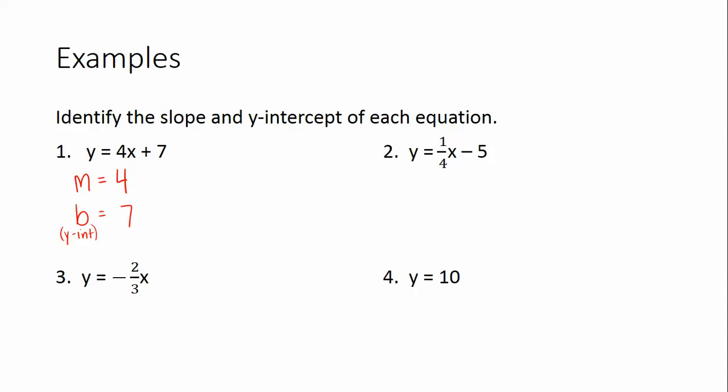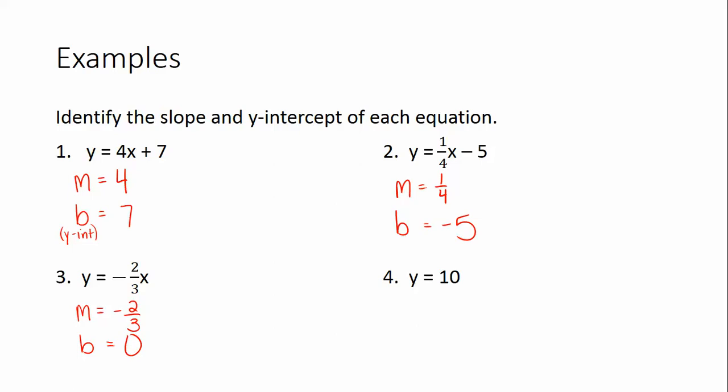For number 2, the slope, again the number in front of the x, is 1/4, and your y-intercept, or your b, is -5. Remember, you want to take the sign with it, so the subtraction sign makes that 5 negative, so we say -5. Number 3, we have y equals -2/3 x, so our slope here is -2/3, the number in front of the x. You might notice there's no y-intercept. When there's no constant term, you say that the y-intercept is just 0.